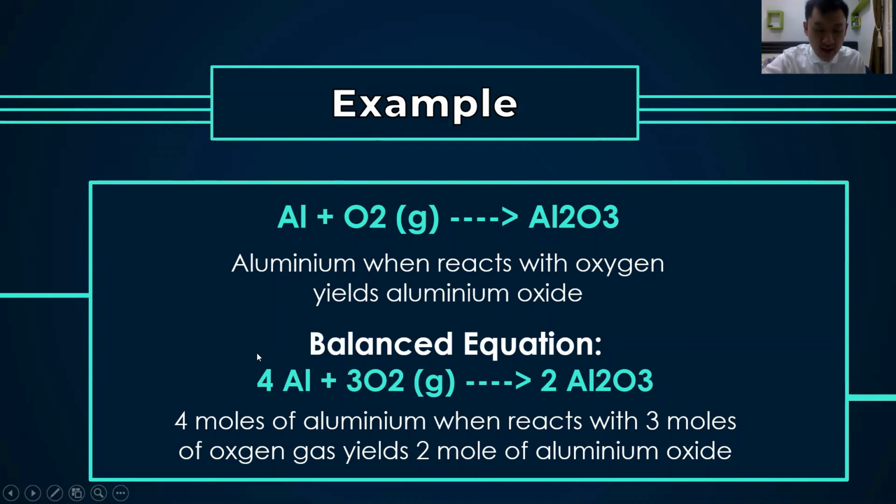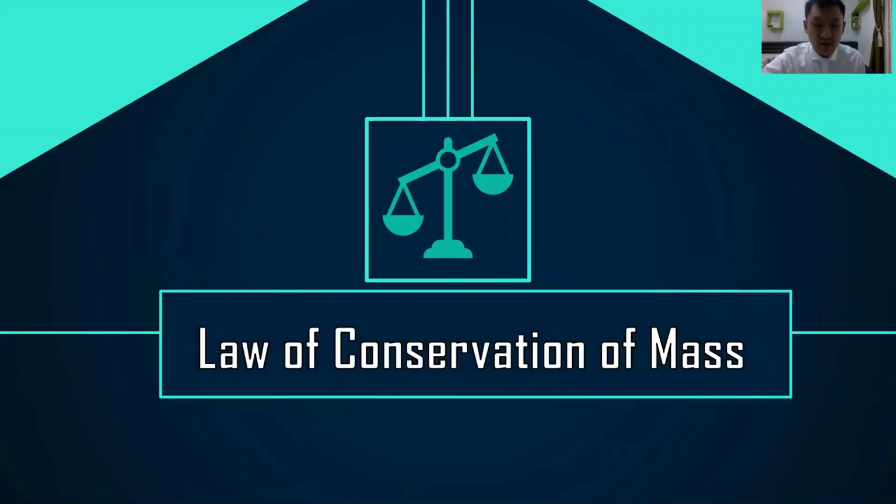Now, in the balanced equation, as you can see, there are 4 aluminium, and then there are 2 aluminium 2, so 4 on the right side and then 4 on the left side. The interpretation of the balanced equation is 4 moles of aluminium when reacts with 3 moles of oxygen gas yields 2 moles of aluminium oxide. Now, why do we need to balance equations? Because of the law of conservation of mass or matter.